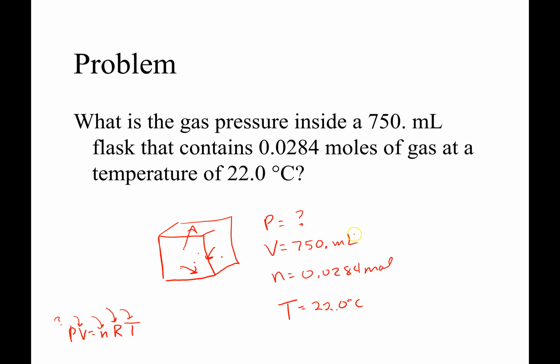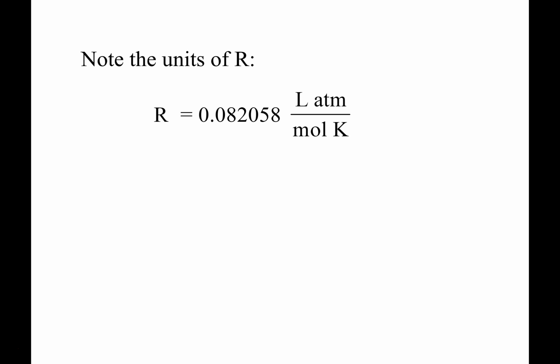Another thing though, remember, what units does volume have to be in? Volume needs to be in units of liters. What units does temperature need to be in? Temperature needs to be in units of Kelvin. So on the next few slides, I'm going to fix those two quantities so that they're in the right units. Okay. Like I said, this is the ideal gas law constant.